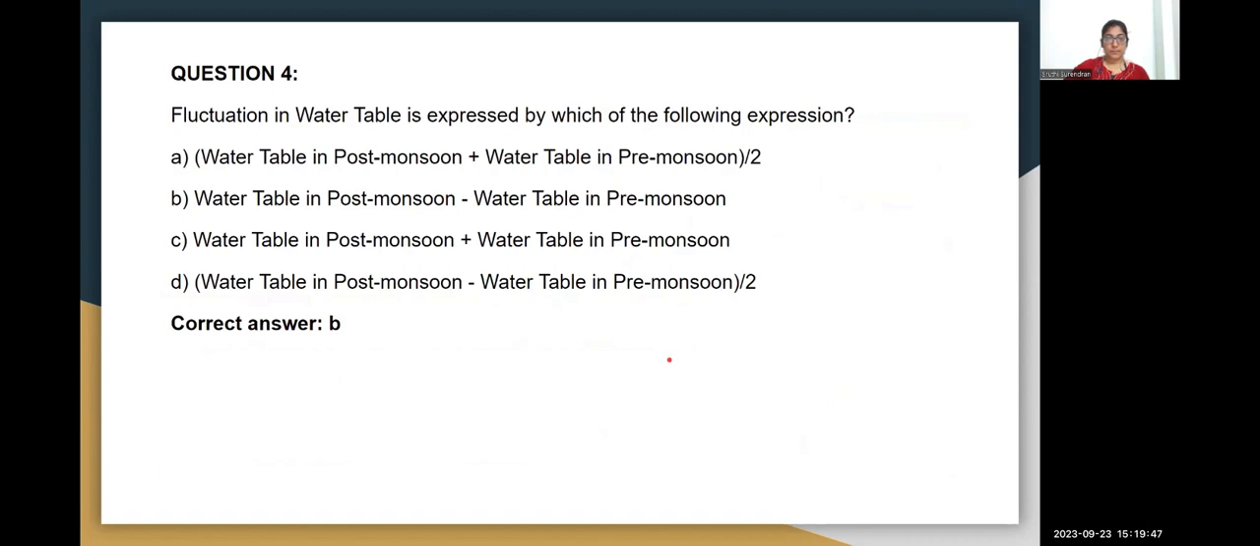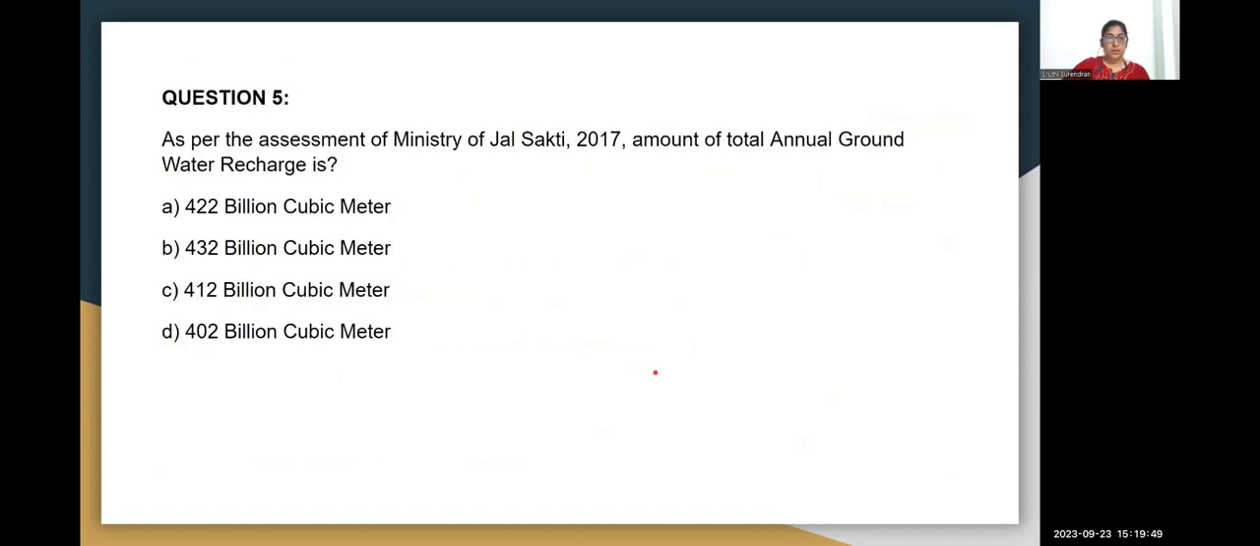Moving on to the next question. As per the assessment of the Ministry of Jal Shakti that happened in 2017, what is the total amount of annual groundwater recharge that is occurring in our country?